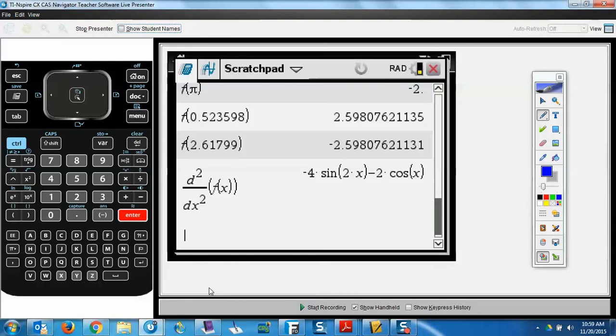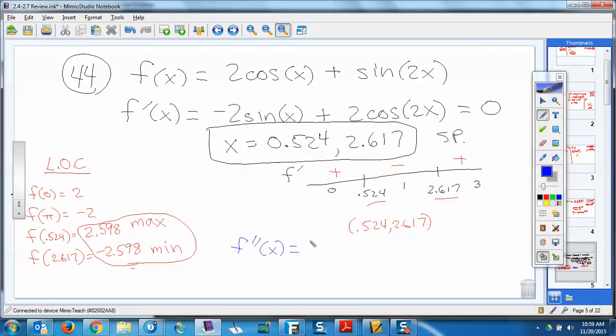But he already had f(x) defined, so he just went right to the second derivative. I'm going to write that down. Negative 4 sine 2x. What else was it? Minus 2 cosine x. And now we want to set that equal to 0.